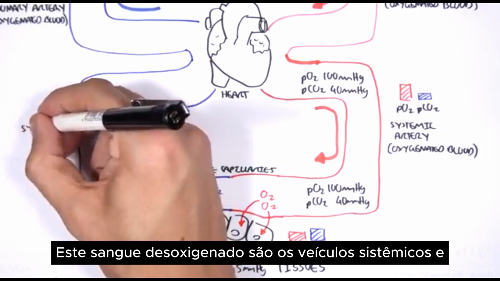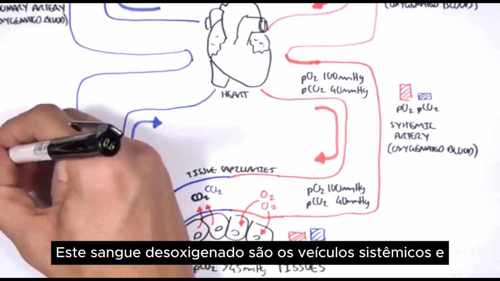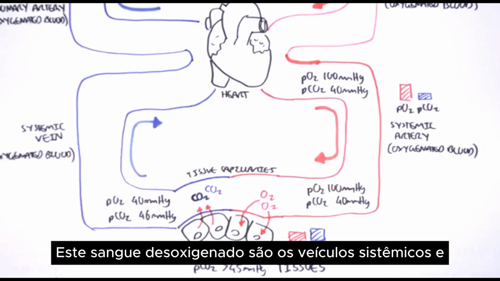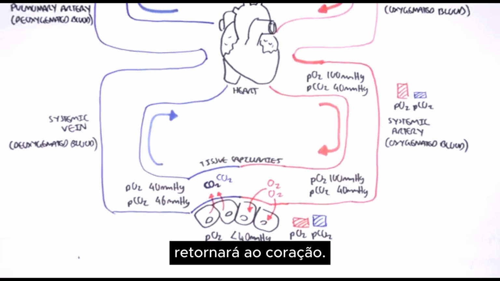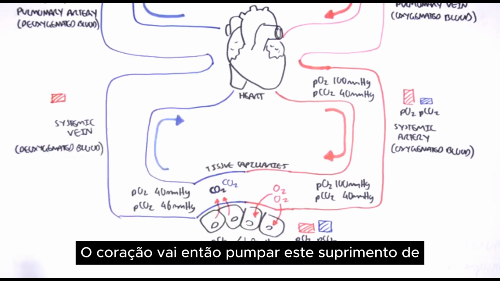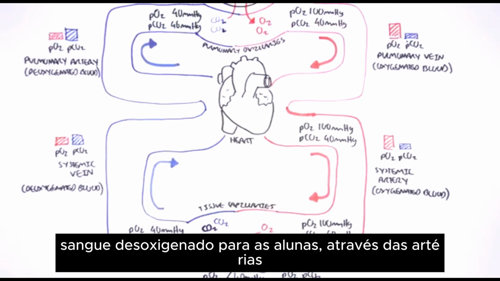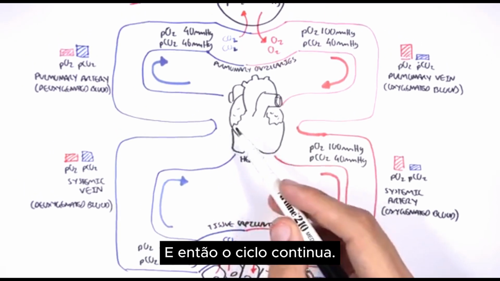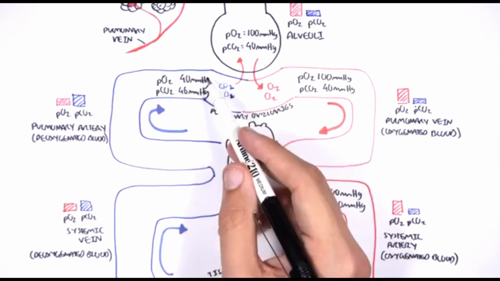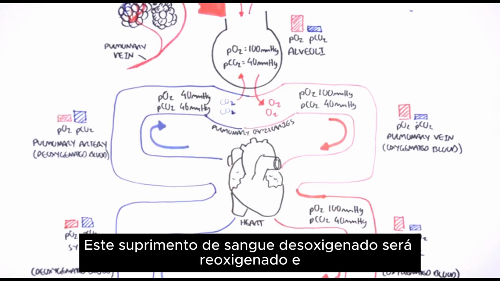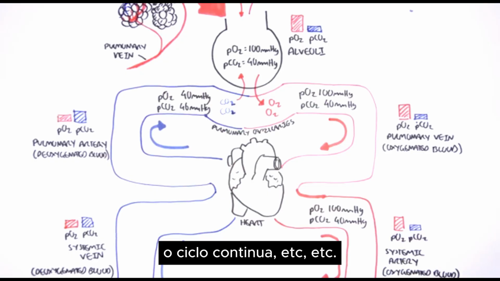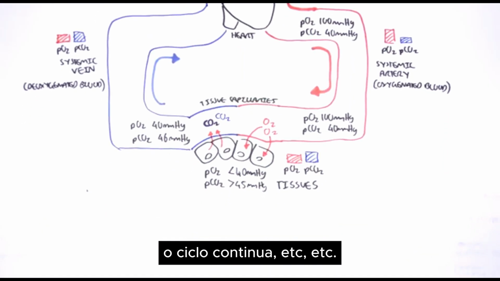This deoxygenated blood will enter the systemic veins and will return to the heart. The heart will then pump this deoxygenated blood supply to the lungs through the pulmonary arteries. And then the cycle continues. This deoxygenated blood supply will be reoxygenated, and then the cycle continues.